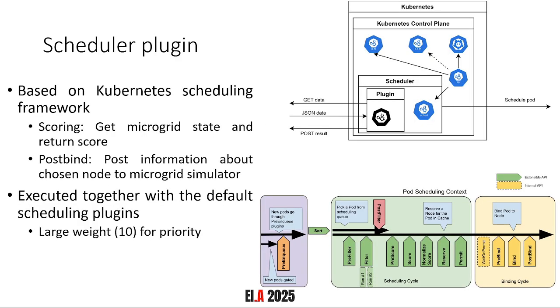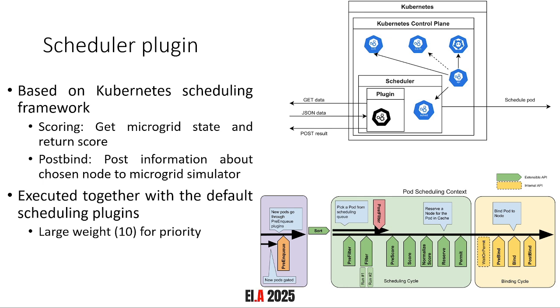Scheduler plugin. The Kubernetes scheduling framework allows you to define custom actions that are executed by interrogating a certain API using get, post. And in particular, we decided to act not on the filtering step, where Kubernetes decides to exclude a set of nodes from the scheduling operation, but only on the scoring and the post-bind steps.